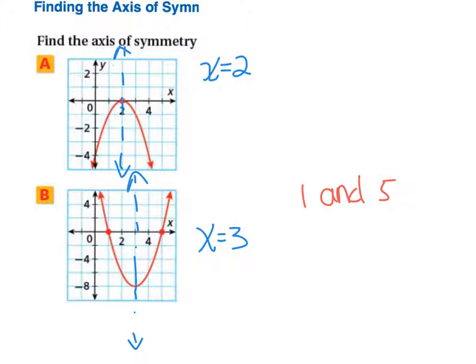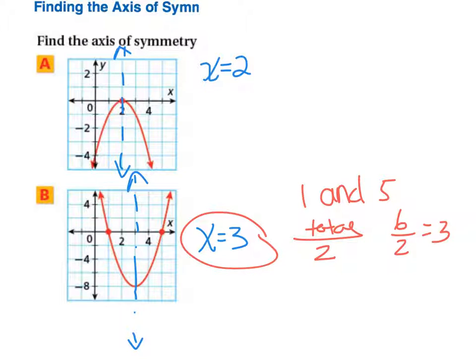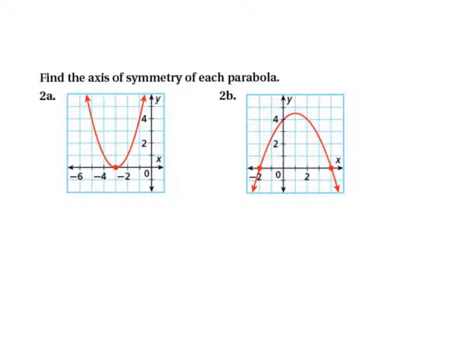We all know how to take an average, I'm sure. So we're going to add these numbers, 1 plus 5, we get 6. And then we divide by how many numbers there are. So we take the total and we divide by 2. So the total is 6 divided by 2, which is 3. And then I write my equation as x equals 3. Again, here are a couple examples. So just pause the video and then I'll give you the answers.